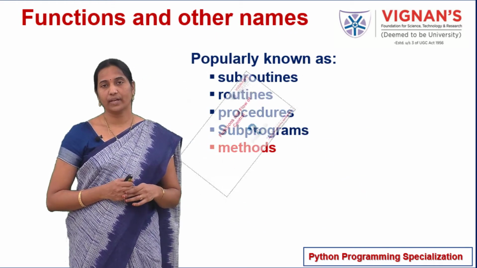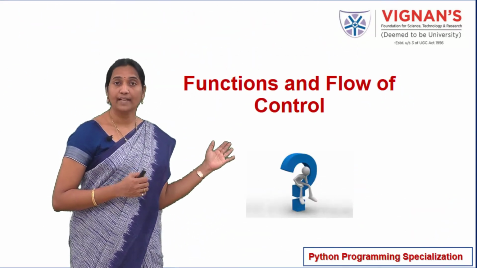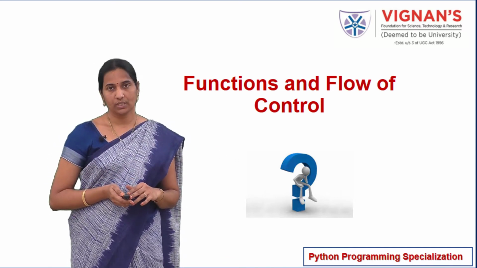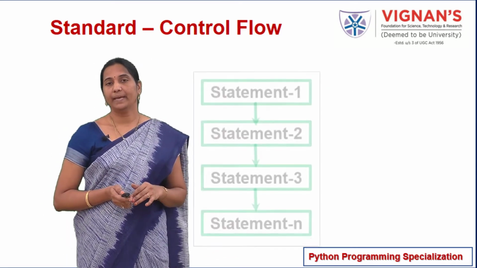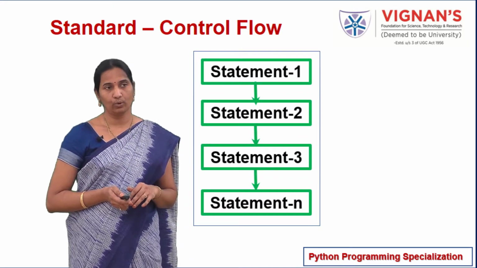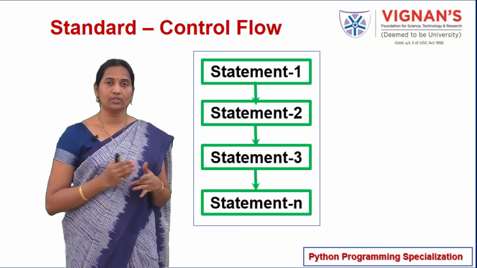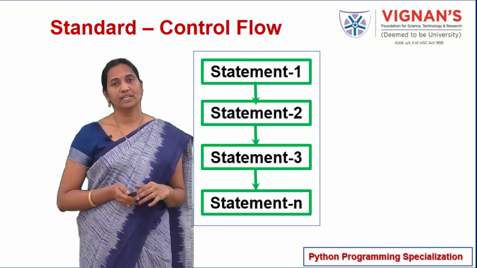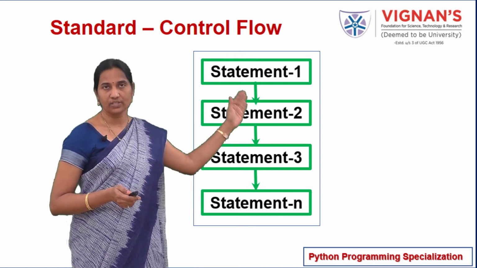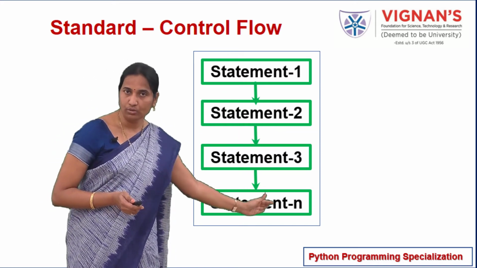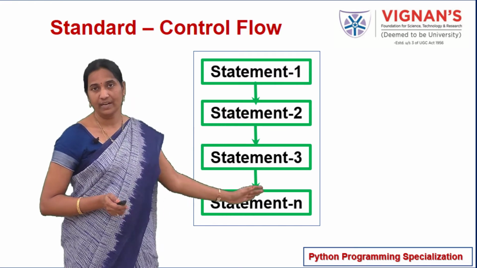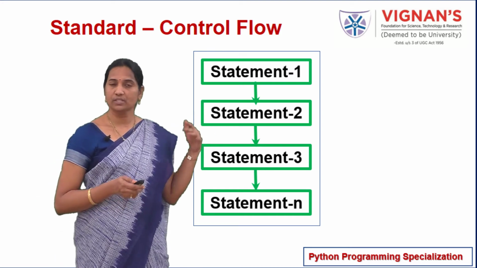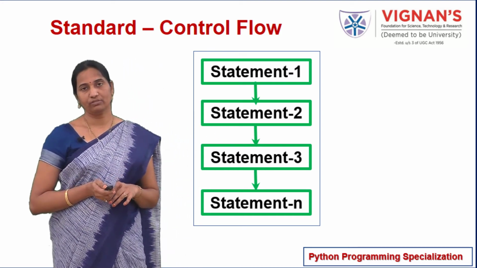Now let's try to understand, when there is a function as part of the program, how the flow of control of a program changes. We have already discussed the basic standard control flow of execution in a program. Unless you have any control structures or any function in your program, the default flow of execution would be sequential. That is, first statement 1, then statement 2, then statement 3, and so on and so forth till the last statement. All the statements are executed sequentially in any program, if there are no functions and no control structures as part of the program.